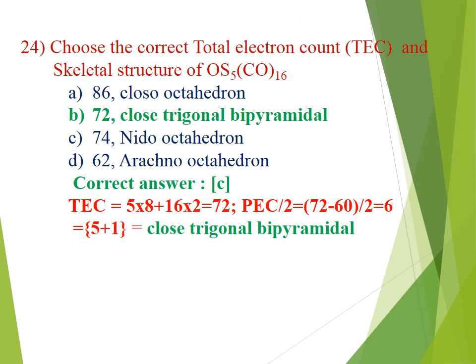24. Choose the total electron count and skeletal structure of Os5(CO)16. Here the correct answer is B, 72, closo trigonal bipyramidal structure. The TEC is calculated: there are 5 osmium atoms, outermost electrons 8, so 5 into 8 plus 16 carbonyl groups, 16 into 2, totally 72. TEC is equal to 72, therefore PEC is equal to 6, which will be equal to 5 plus 1, therefore closo trigonal bipyramidal structure. Option B is correct.